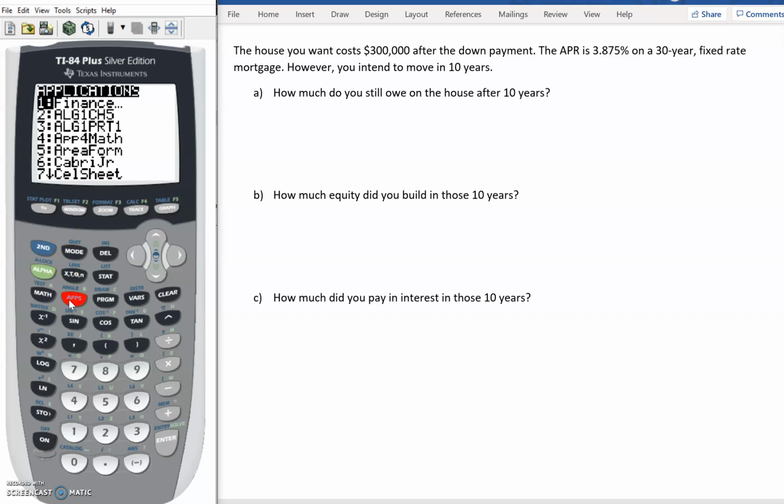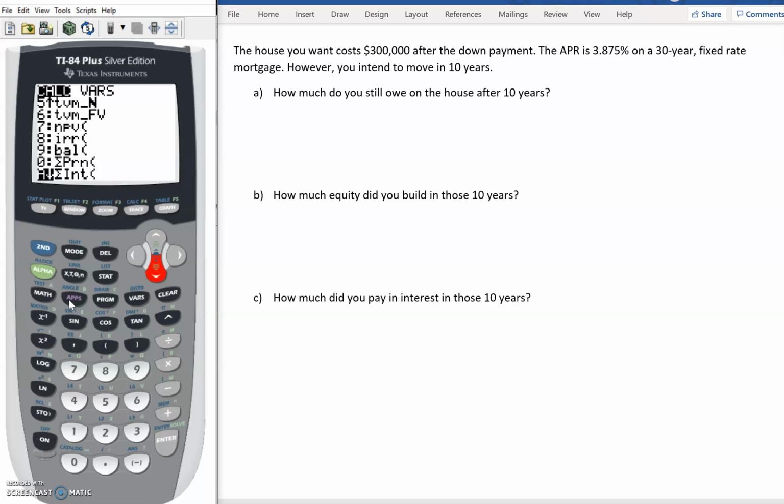So if we go back to Apps and then enter on Finance again, we're at the same place that we find the TVM Solver. But if we scroll down a little bit, we're going to see some other functions down here. We see a lot of different TVM things, but we're going to look at 3 functions in particular. That's balance, the sum of the principal, with a sigma in front of PRN, and that just means the sum. And same thing for interest, a little sigma and then INT, so sum of the interest.